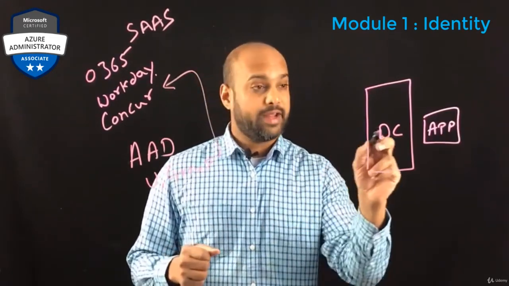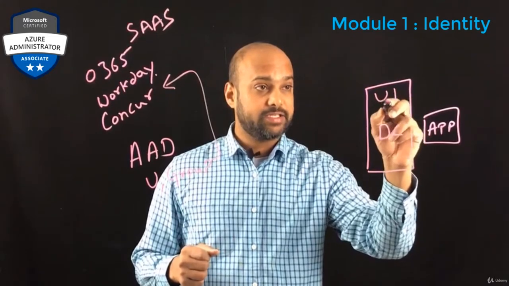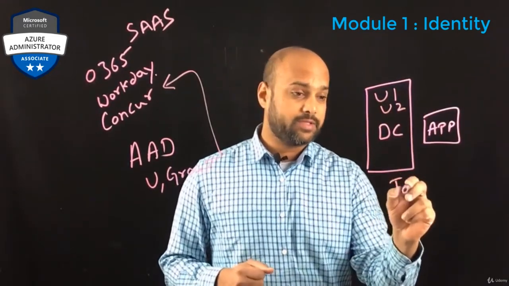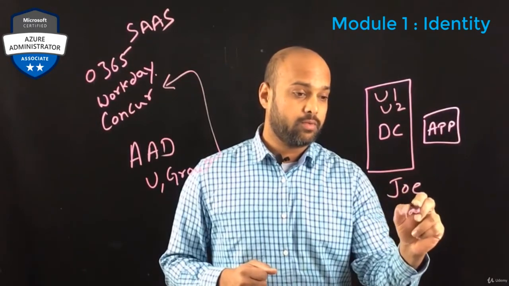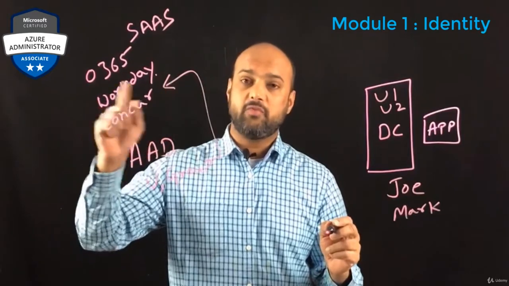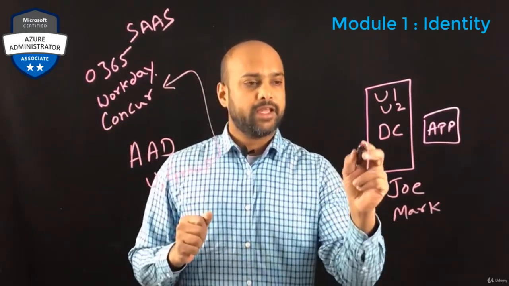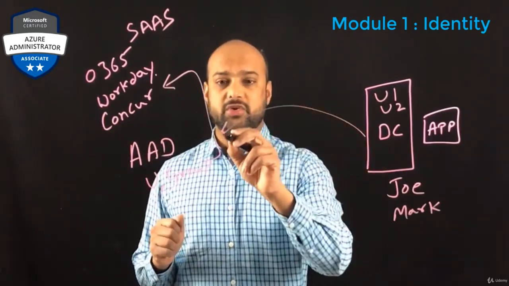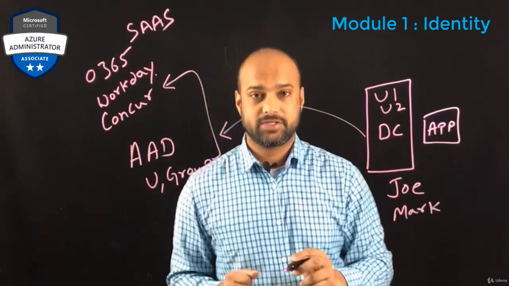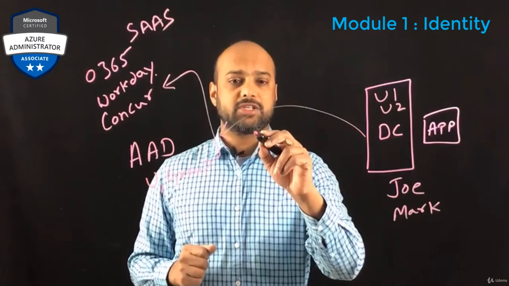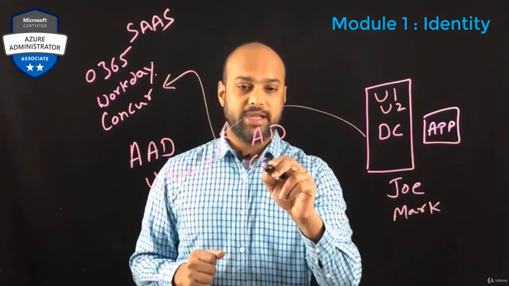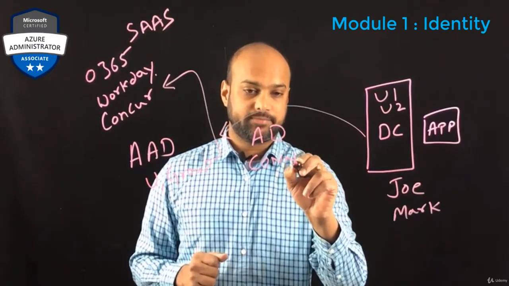Or you can have the existing set of identities, let's call them user 1, user 2, or rather give them real names, let's say Joe or Mark, right? You want these users to log into cloud-based applications, then you need to have some kind of a synchronization method for these guys to access their applications. And this synchronization is done with the help of a connector called Azure AD Connect.